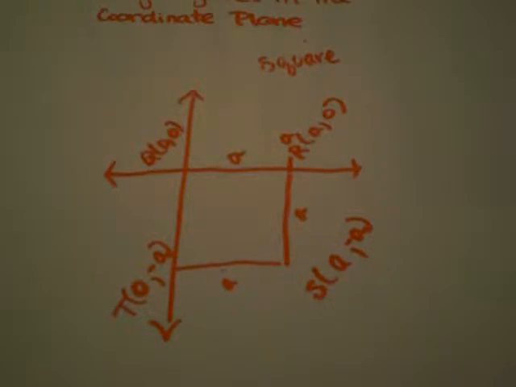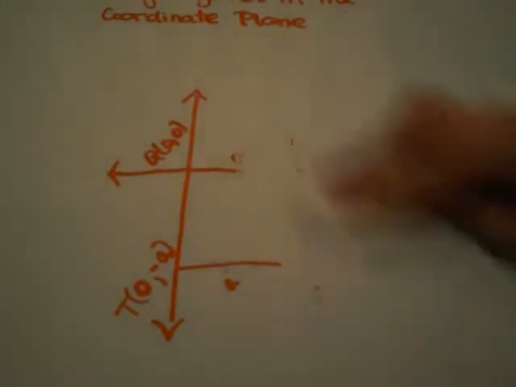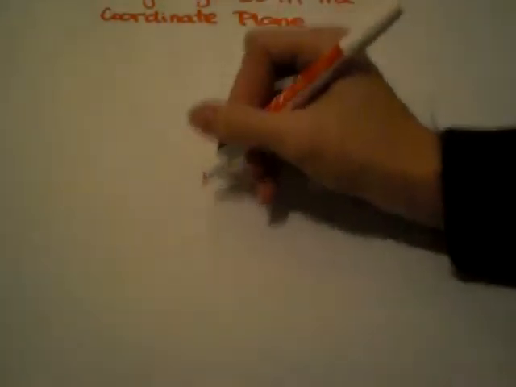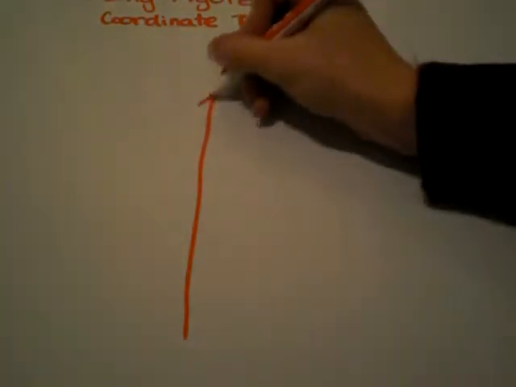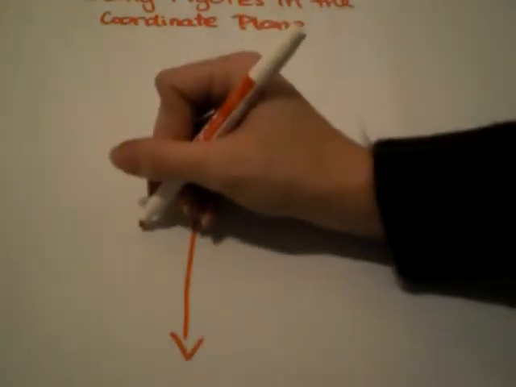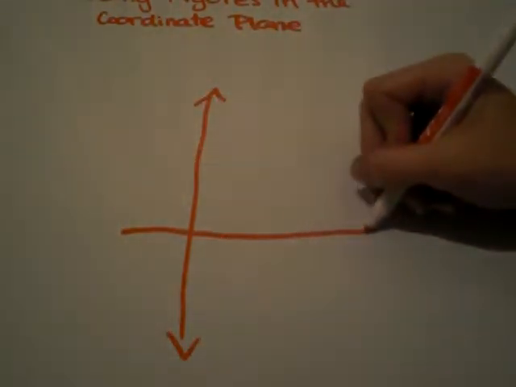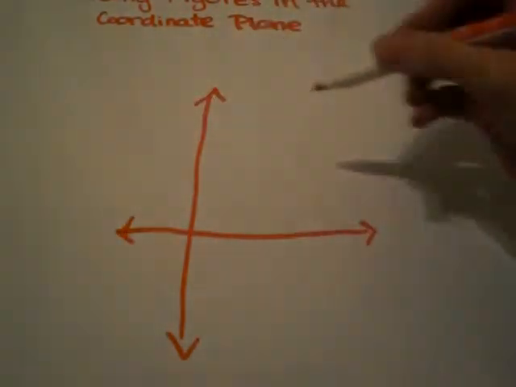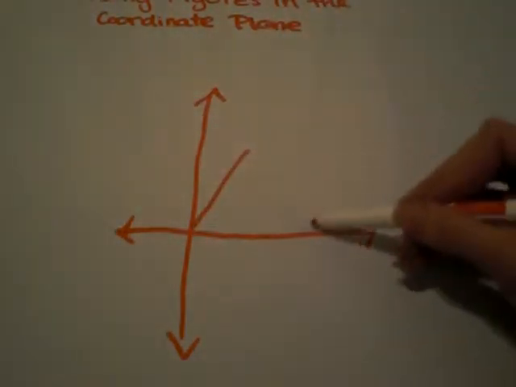Okay. So let's try a different shape. Let's do a nice parallelogram. Okay, so for a parallelogram, our corners are going to be PQRO. And again, it's going to be in the first quadrant, all positive. And it will be leaning to this side.